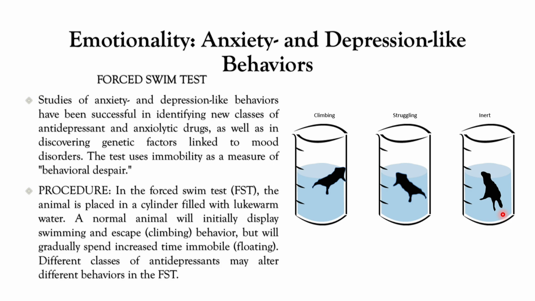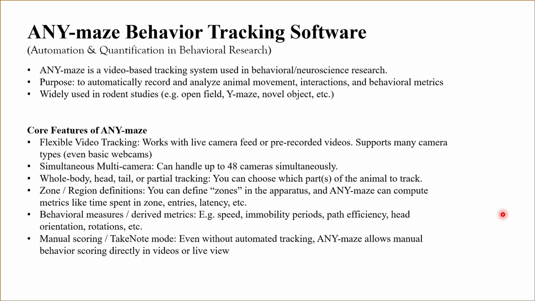However, a diseased rat will show more anxiety-like behavior as it will keep trying to escape the cylinder by showing climbing-like behavior. It will keep climbing and try to escape, and there will be more anxiety in the diseased rats as compared to the control rats. So that was all about the different kinds of behavior tests, and now we'll be talking about a software.